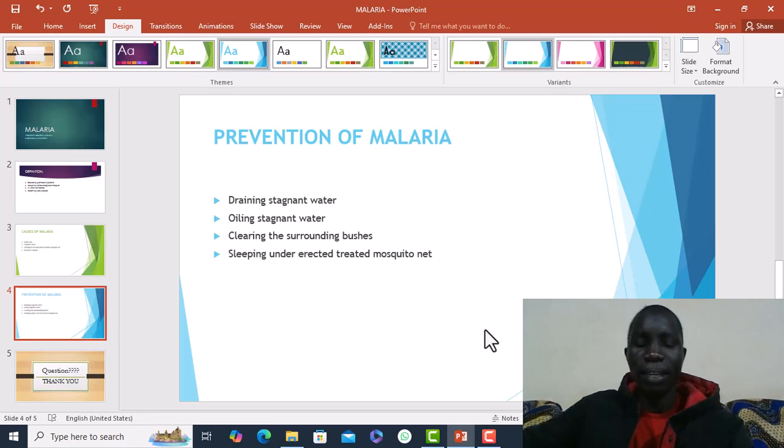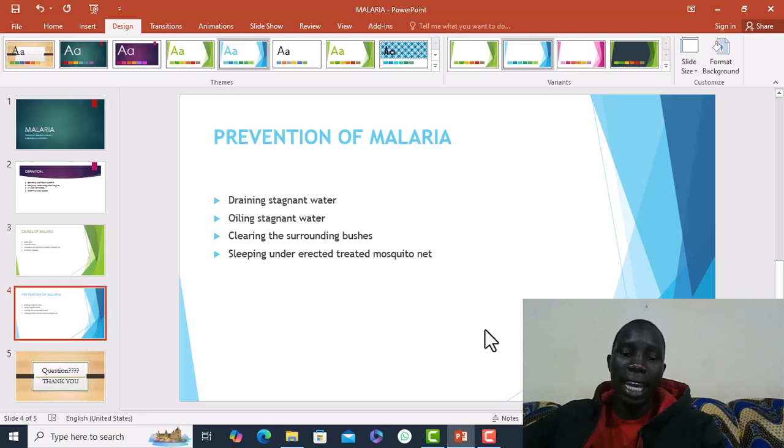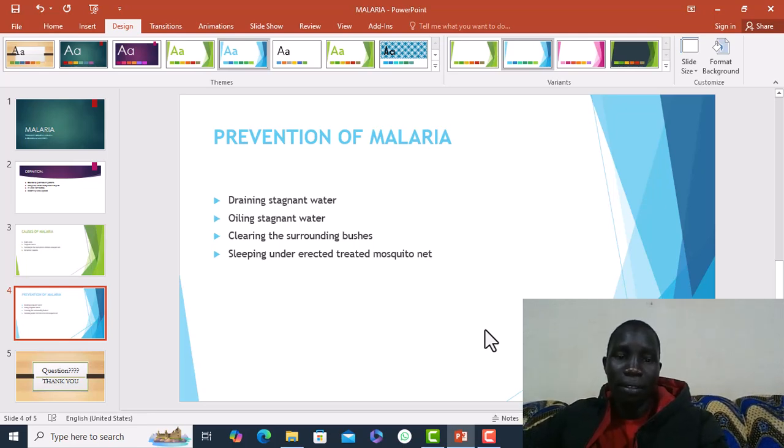Then I can also talk about clearing the surrounding bushes, like the bushes around different places, let me say our homes. When we clear them down, we see that we will not have another breeding place for their multiplication.